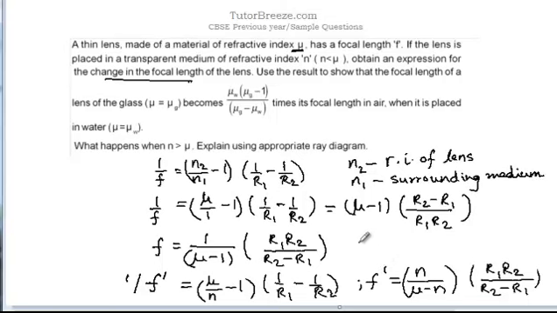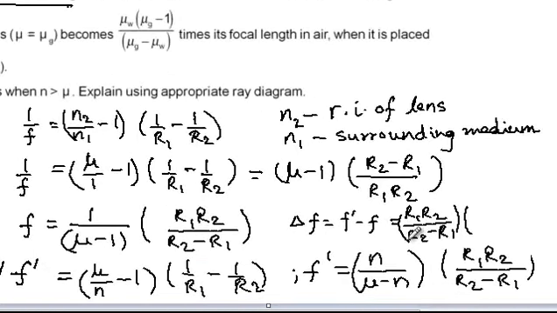then delta F is given by F dash minus F, and this comes out to be R1 R2 over R2 minus R1 times, this would be n by mu minus n minus 1 over mu minus 1, because we've taken this common.